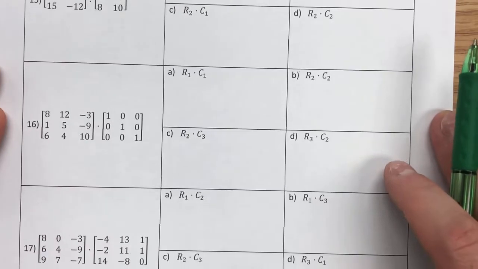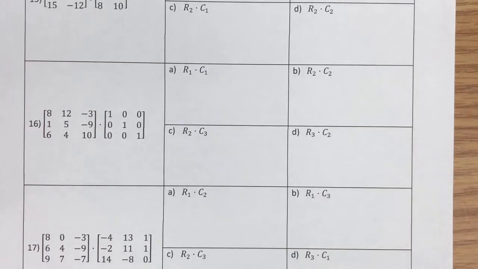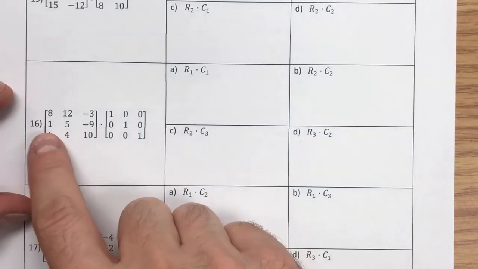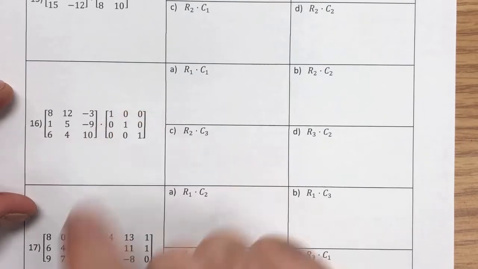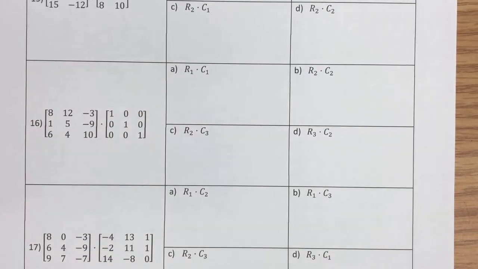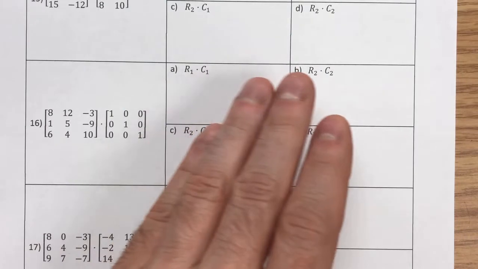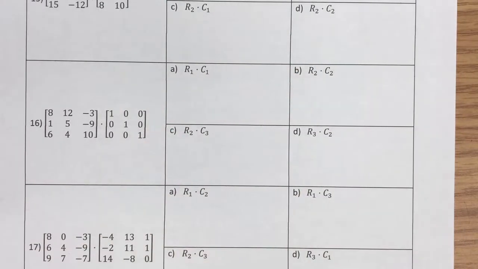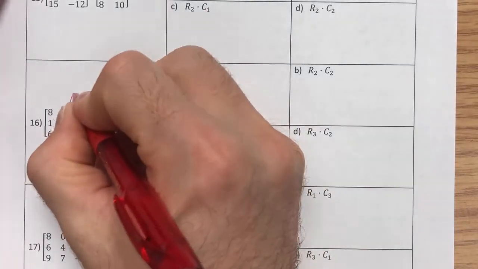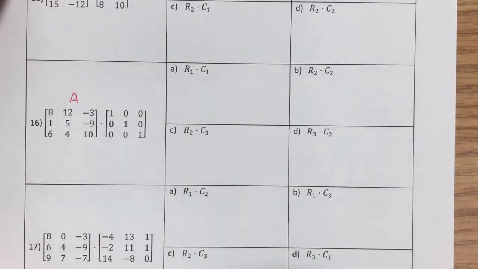Let's pop off to number 16. So number 16 is a 3 by 3 and a 3 by 3 matrix. So albeit we might be doing some of the same functions, row 1 and column 1, there's going to be more entries involved. But the process works exactly the same. Just to keep things easier to figure out, I'm going to label this as A and this as B.